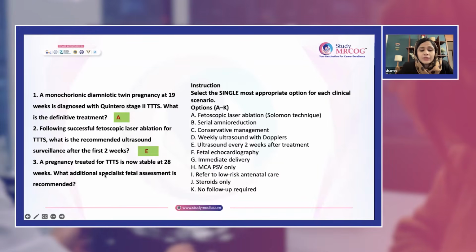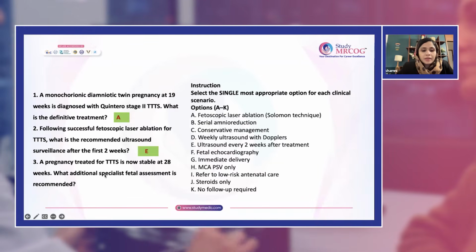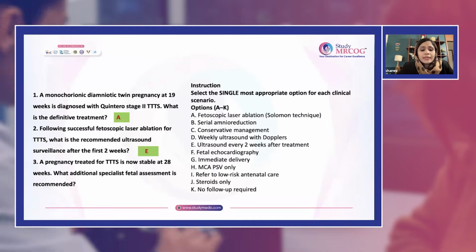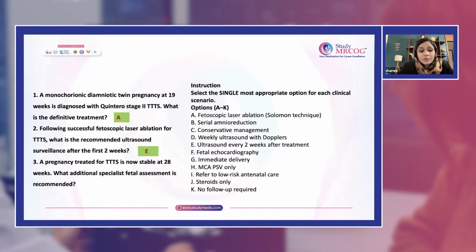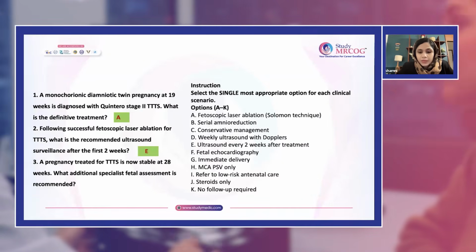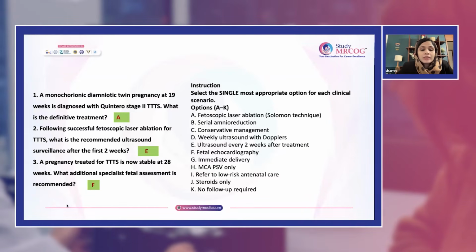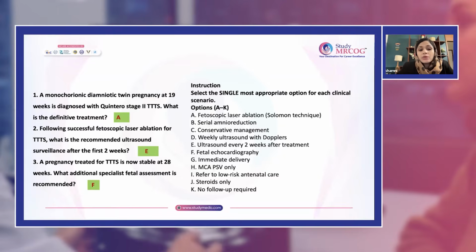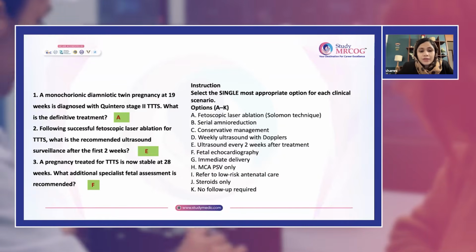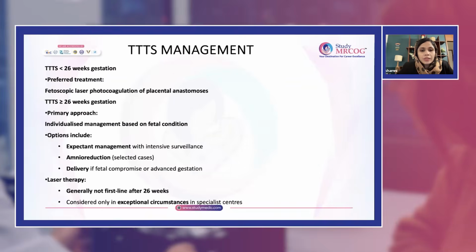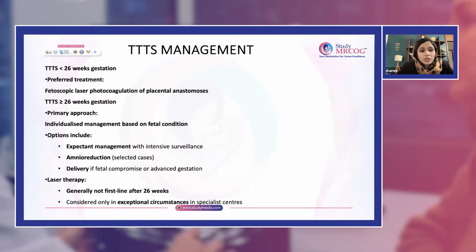A pregnancy treated for TTTS is now stable at 28 weeks. What additional specialist fetal assessment is recommended? This is very important. We have to do a detailed fetal echo because there can be pulmonary stenosis. Around 11% have heart defects like pulmonary stenosis. So let's discuss the management in detail.